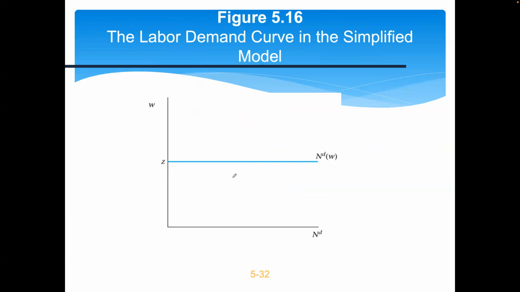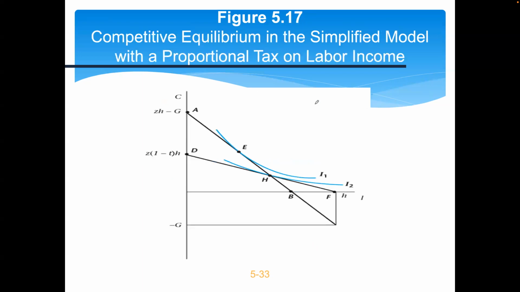Okay, so this is a labor demand, right? Because this just says how the wage is going to change with labor demand. And here this is a straight line simply because the wage must equal Z. That's what we discussed in the previous one, right? All right, so now we are ready to look at the change in tax, how changing tax affects the consumer choice, right?